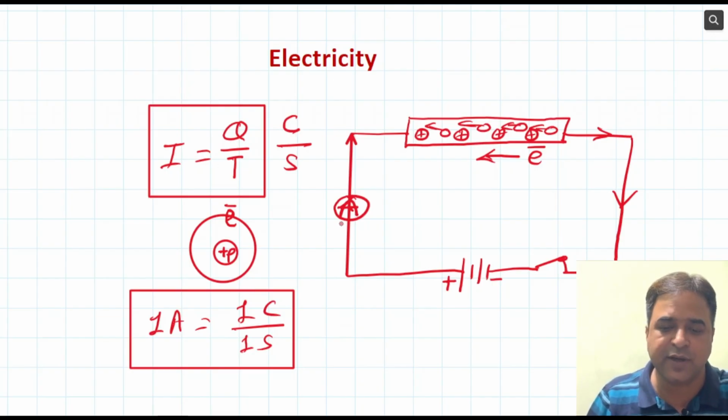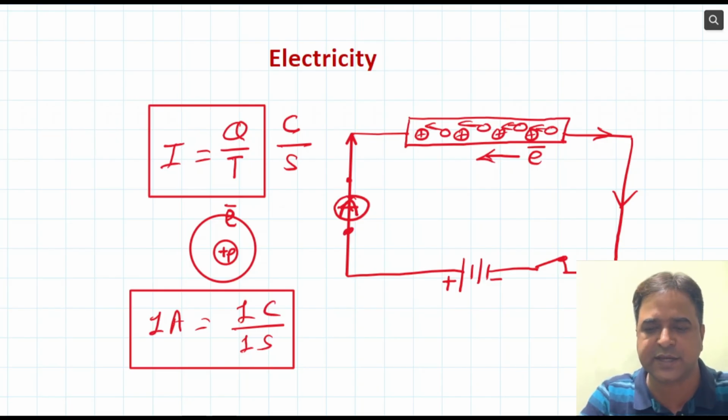One more thing you have to remember, this ammeter is always connected in series. This we will discuss in detail, what is series connection, what is parallel connection. So this is about electric current.